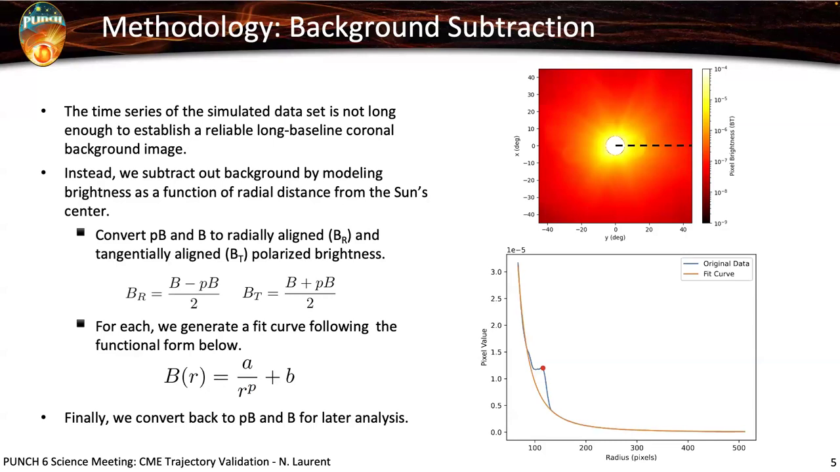And so we do this for each image, and the function that we use to model the background is the one shown there, where A models the overall brightness of a radially stratified corona, P models the degree of stratification, and B models the effects of a constant brightness background.